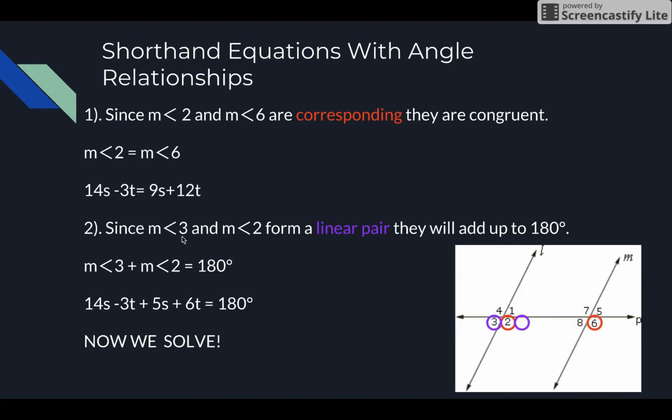The next angle relationship that we can use is a linear pair, and I see this between the measure of angle 3 and the measure of angle 2, circled in purple. They are adjacent to one another, so they will add up to 180 degrees. Here's our shorthand notation: measure of angle 3 plus measure of angle 2 equals 180 degrees. Then we plug in our values, so 14s minus 3t plus 5s plus 6t equals 180 degrees. Now we can solve.